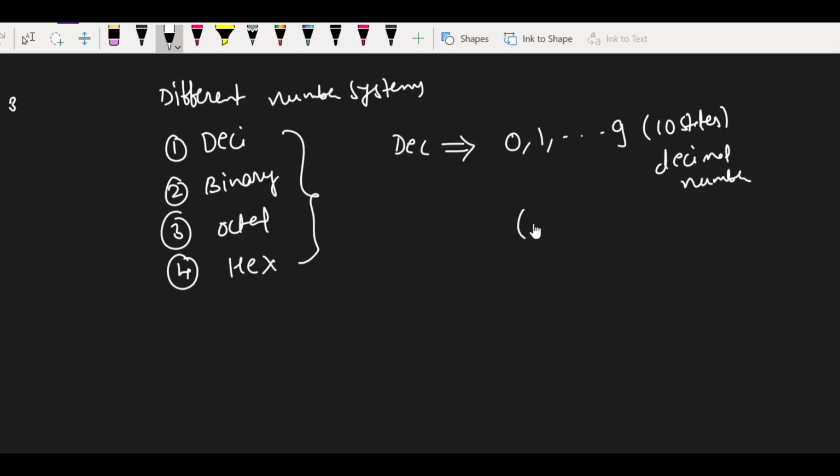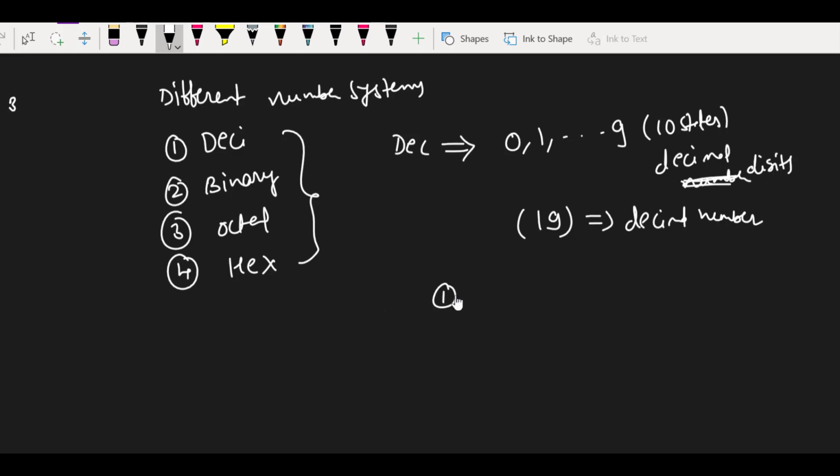Any combination of these decimal numbers, like let's take 19, is called a... sorry, these are not decimals, these are decimal digits, I'm sorry. So the decimal system will have digits 0 to 9, that means a total of 10 states. These 10 states are called decimal digits. Any combination of these decimal digits is called a decimal number.